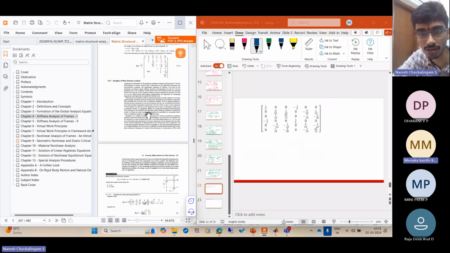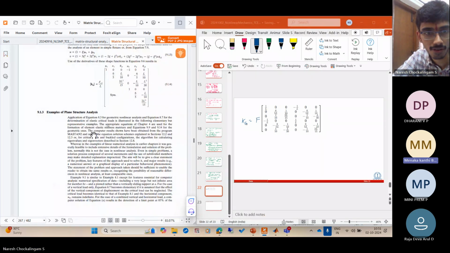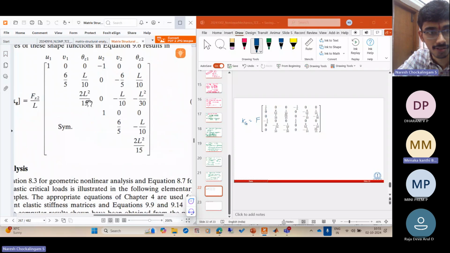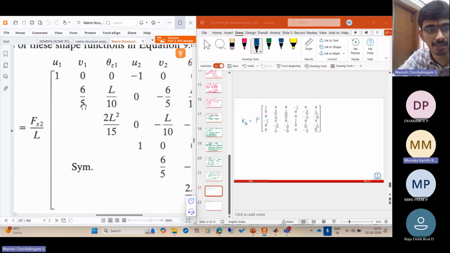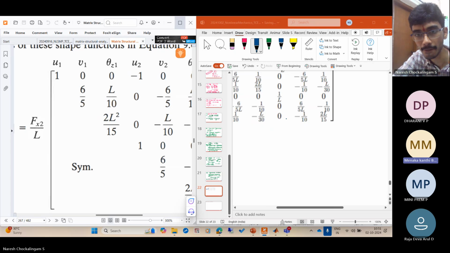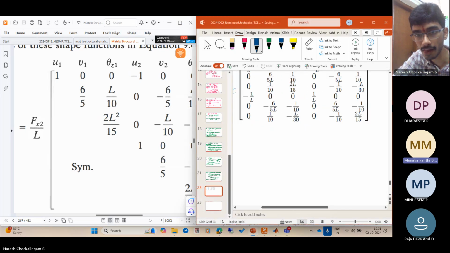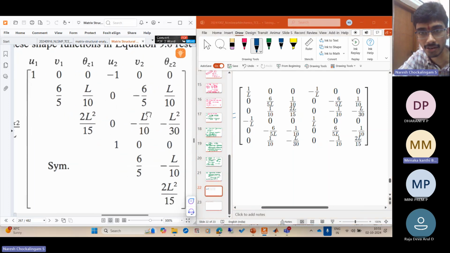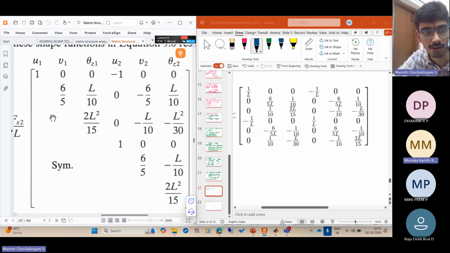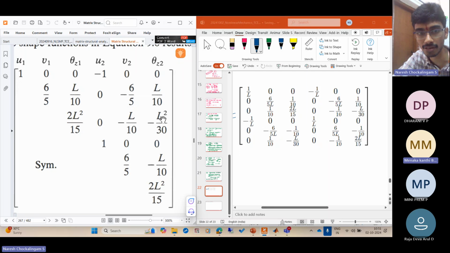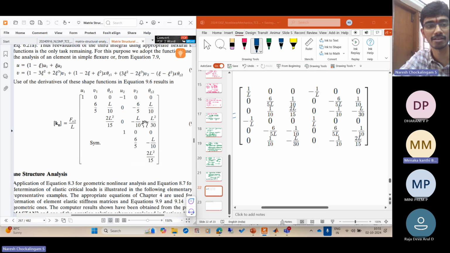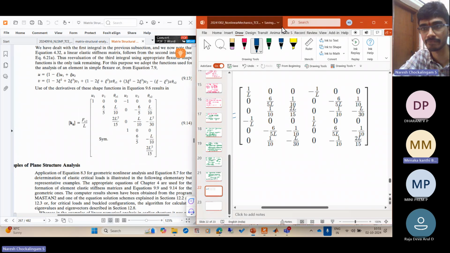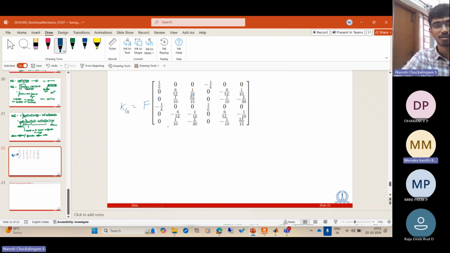Do it in split screen mode. So fx2 is our F, and there's a 1 by L outside. Here it is 6 by 5, L by 10, minus 6 by 5, L by 10. It is symmetric, then 2L square by 15, minus L by 10, and L square by 15, 6 by 5. Okay, fine, so it's all right. The stress stiffening matrix is correct. Okay, now what next?